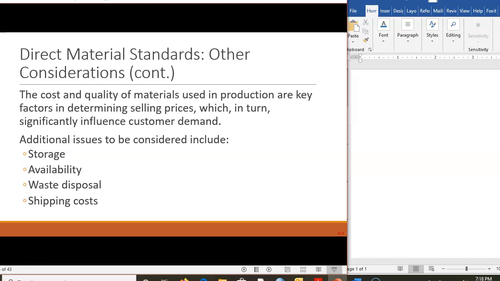Other things that we have to consider are our storage, availability of access to products, shipping costs to get those products to us, and how we might dispose of waste if there is waste. In some instances, we'll be able to rework the product and sell it at a different price or scrap it like we saw in an earlier chapter. Sometimes, especially in food, we just have to throw that in the garbage when something goes wrong in the production process.